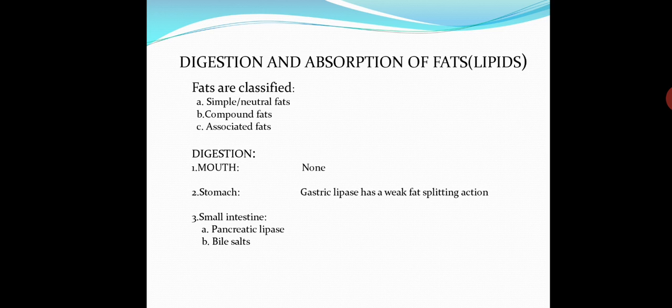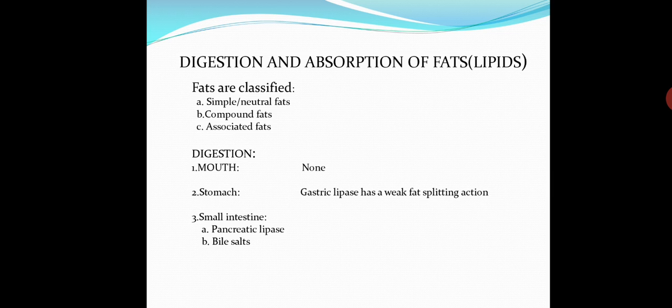Galactolipids contain galactose, fatty acids, and sphingosine, but no phosphate or glycerol. The third type is the associated fats. They are of two main types. The first one is those that are obtained from the hydrolysis of lipids.